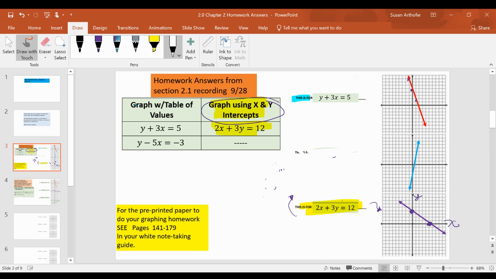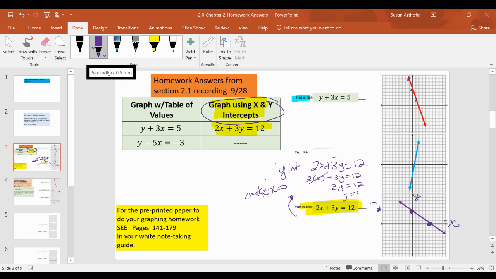Okay, so this time we need to find the y-intercept. To find the y-intercept, you make the other letter, x, equal to 0. So I'm going to write the equation again. This time I'm going to make the x 0. 2 times 0 goes away. You're just solving 3y equals 12, or y equals 4.